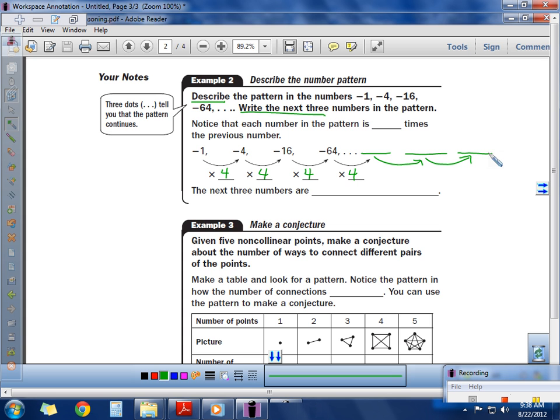Try that real quick. So what do we get for this next term after -64? -256, followed by -1024, and then 4096. Good job.